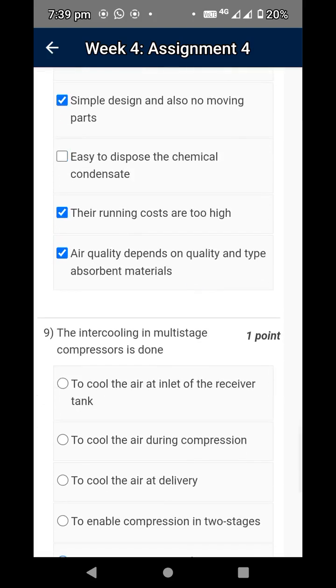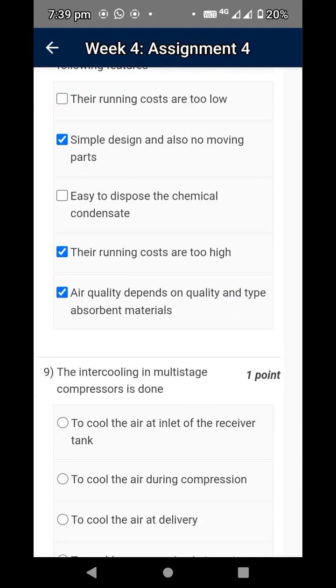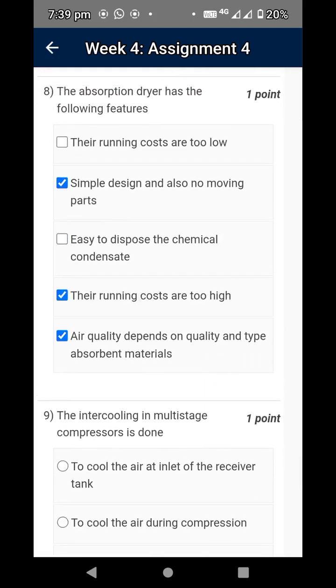And then air quality depends on the quality of the absorbent material. There are a few chemical materials which are used for the absorption layer. So depending upon the material, the air quality will differ. So air quality also depends on it, so option 5 is also right. So options 2, 4, 5 are correct.